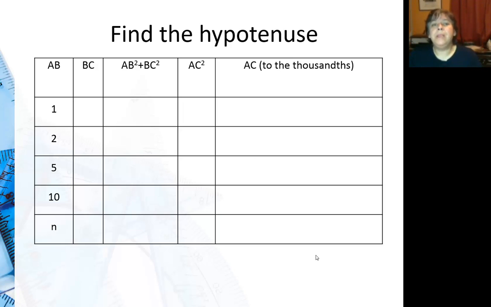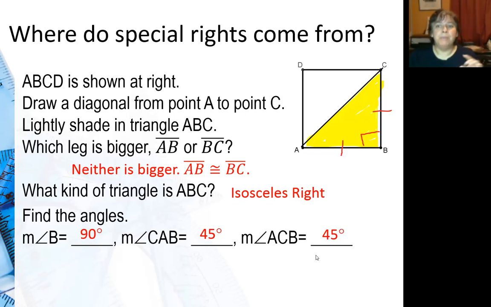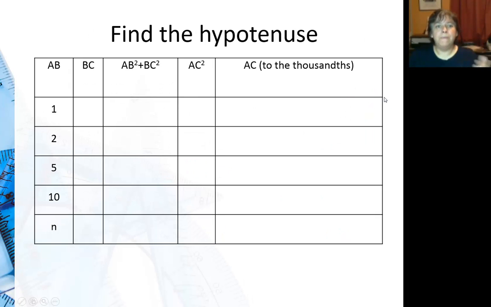Well, if I know one leg, then I know the other. So I know one of the legs. If you remember, let me go back to my drawing. I'm looking at leg AB, which is on bottom here, and leg BC. All right. So if AB is 1, BC is 1. If AB is 2, BC is 2. If AB is 5, BC is 5. If AB is 10, BC is 10. If AB is n, standing for any random number, then BC is n.